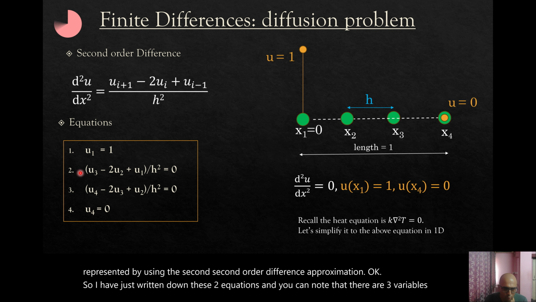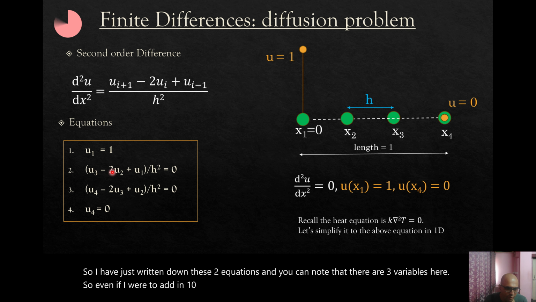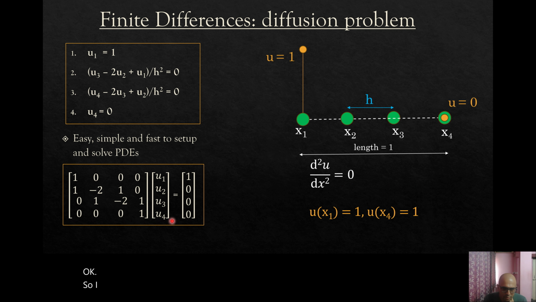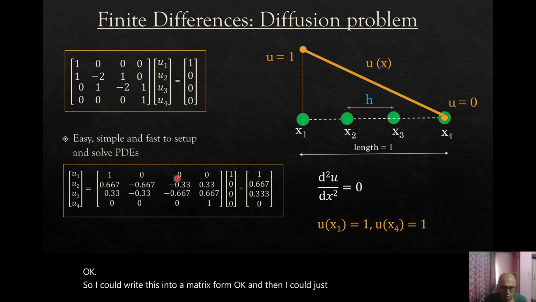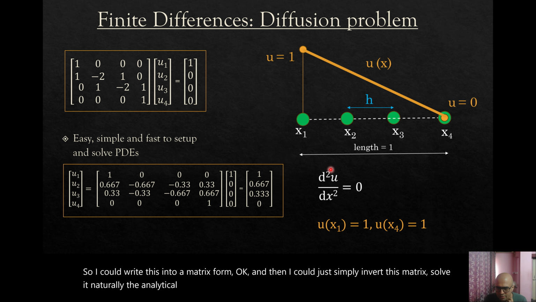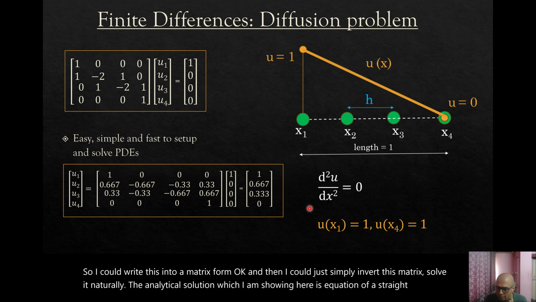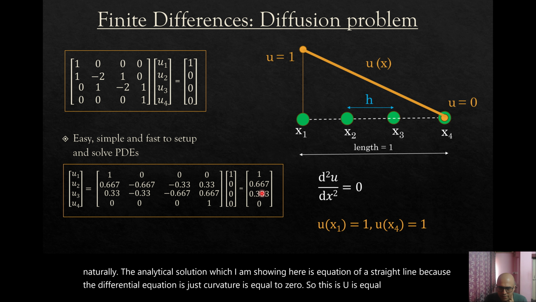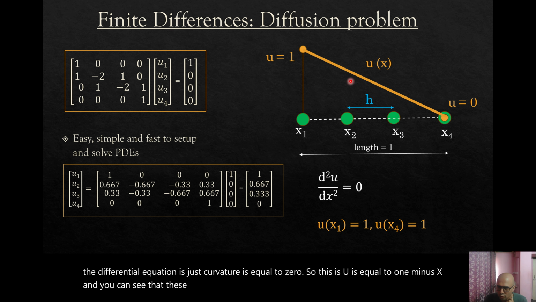So even if I were to add in 10 or 100 equations, they would again have just 3 variables. So I could write this into a matrix form, and then I could just simply invert this matrix and solve it. Naturally, the analytical solution which I am showing here is the equation of a straight line, because the differential equation is just curvature equal to 0. So this is u equal to 1 minus x, and you can see that these 2 points lie on u equal to 1 minus x. Very simple.